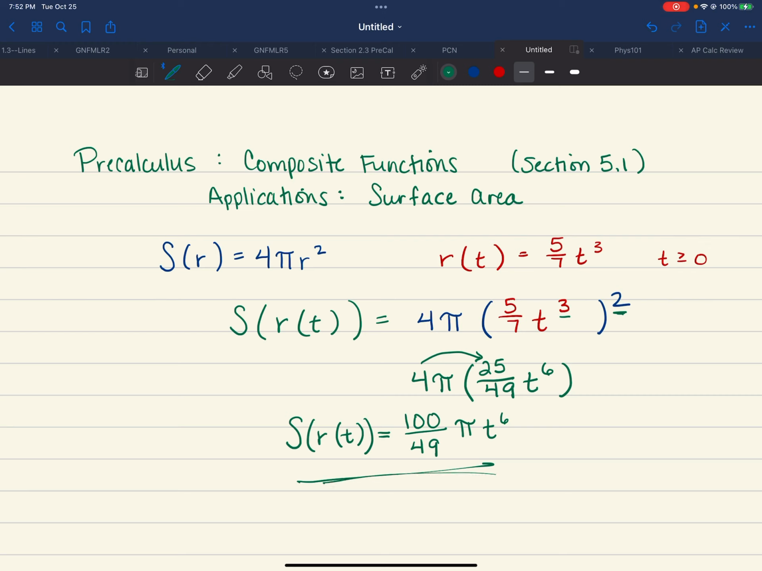So this is going to be your composite. You will have different examples than this, but the idea is to look to see what's in common between both of your functions, and one will sit inside the other, and that tells you the order that you want to have your composite function.